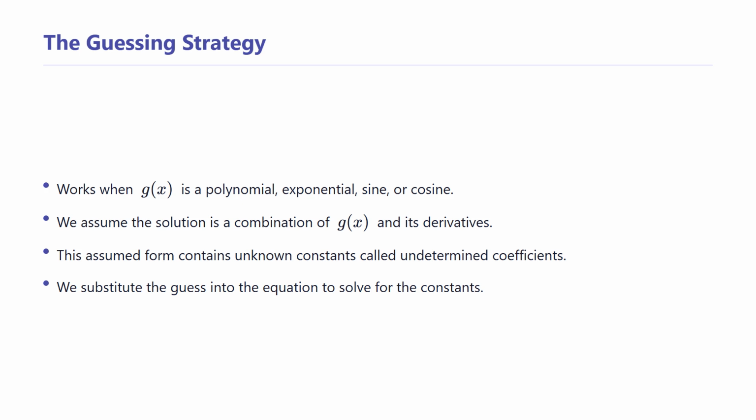Instead of performing complex and tedious integrations, we take a shortcut. We simply assume that our particular solution is a general combination of the driving function and its derivatives. We write down this assumed form using unknown constants, which are our undetermined coefficients. Finally, we substitute this guess back into the original equation to algebraically solve for those exact numbers.